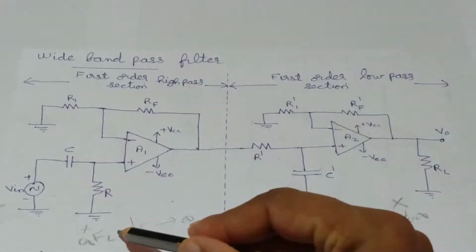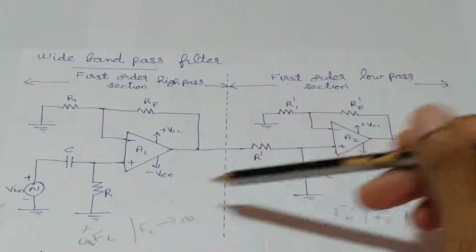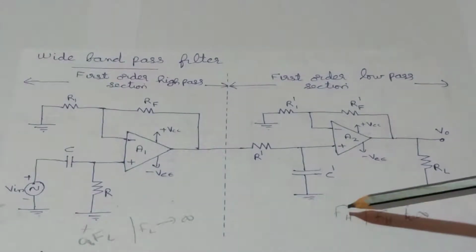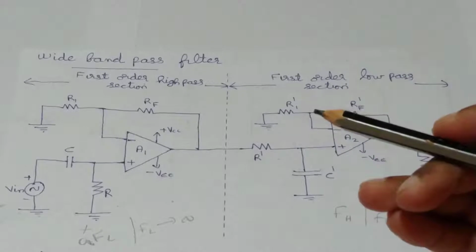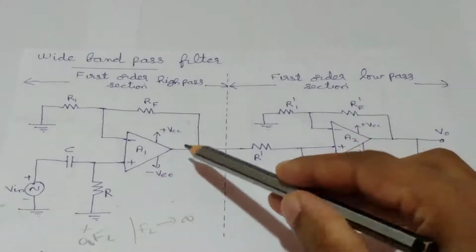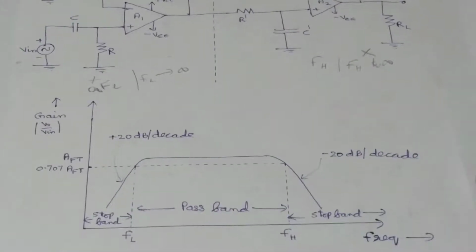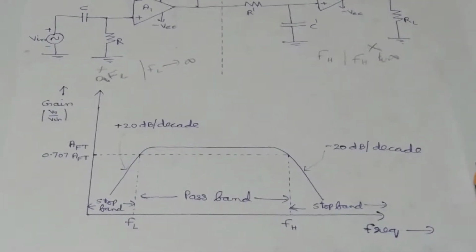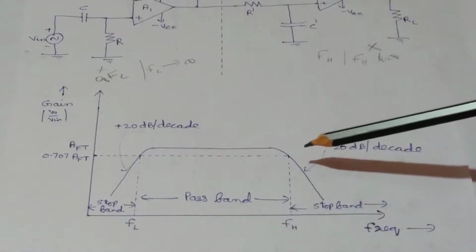Hence the pass band of this circuit will be from FL to FH, and all other frequencies are attenuated or removed by this circuit. Now let's consider the frequency response of this wide band pass filter. So this is the frequency response of this wide band pass filter.